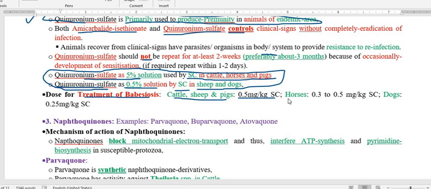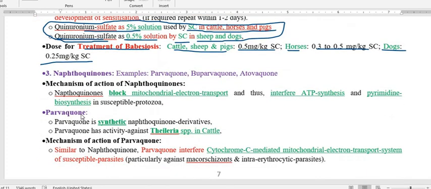For the treatment of babesiosis in cattle, sheep, and pig, we use the dose 0.5 mg per kg subcut. For horse, 0.3 to 0.5 mg per kg subcut. For the dog, 0.25 mg per kg. The dose is quite similar for all these species, ranging between 0.2 to 0.5.